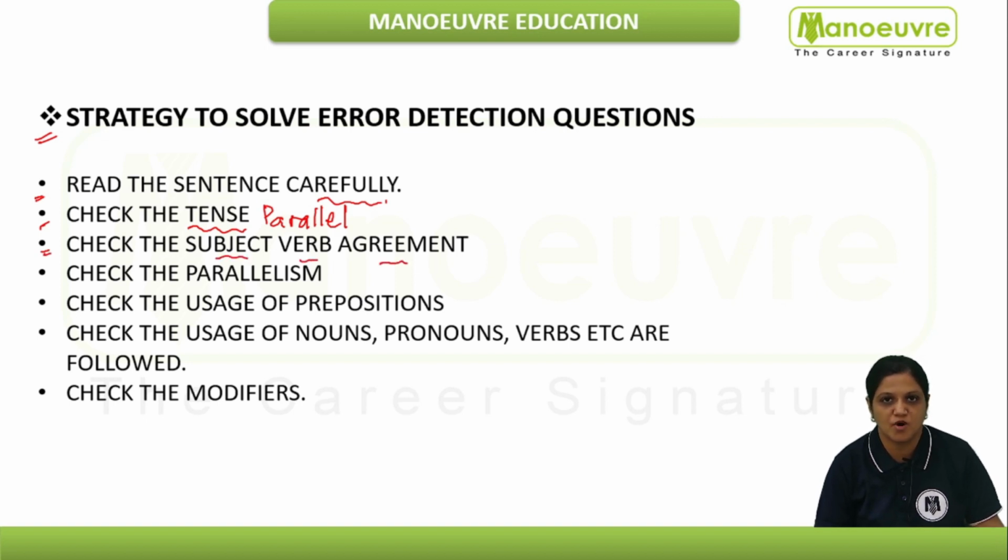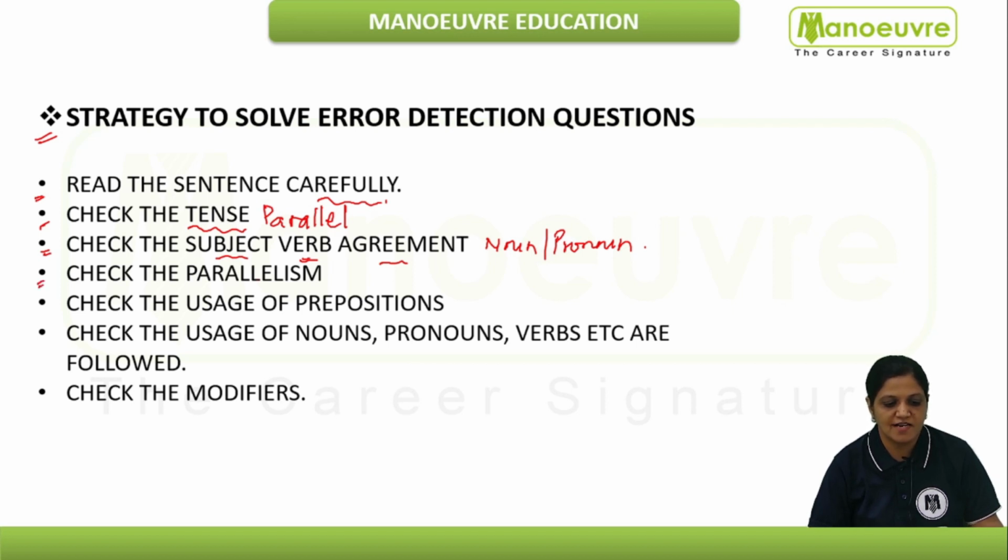Next is check the subject and verb agreement. This is very important. Now what is the subject and verb agreement? If the subject is singular, then the verb is going to be singular. If the subject is plural, then the verb also is going to be plural. The subject can be a noun and it can be a pronoun. This is the thing that you have to keep in mind regarding the subject and verb agreement.